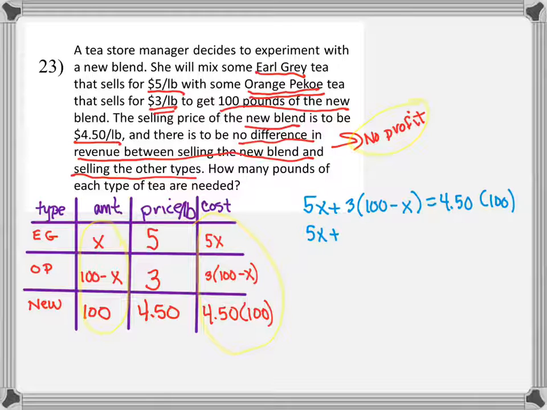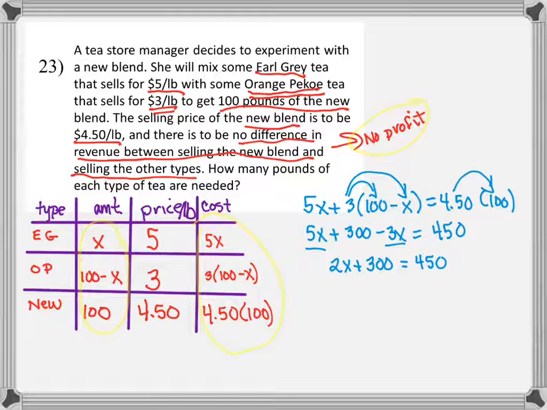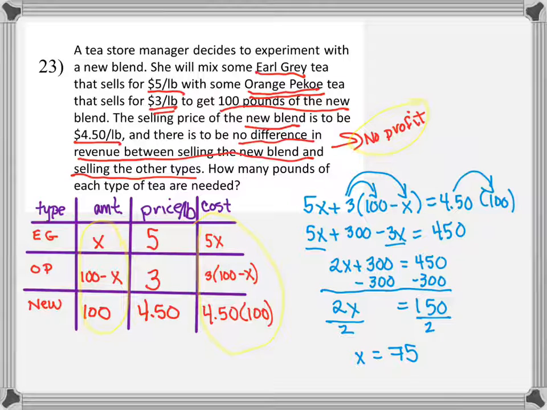Okay, let's start by distributing the 3 to the 100. So we have 5x plus 300, and then 3 times negative x, so we have minus 3x, equals 4.50 times 100, which gives us 450. On the left-hand side, let's combine like terms. So 2x plus 300 equals 450. We'll subtract 300 from both sides. 2x equals 150. Divide both sides by 2. And x equals 75.